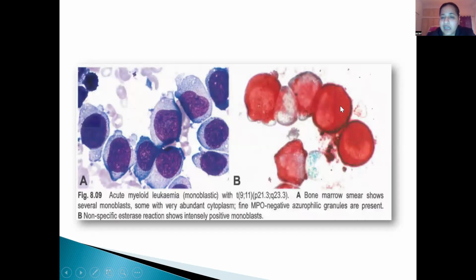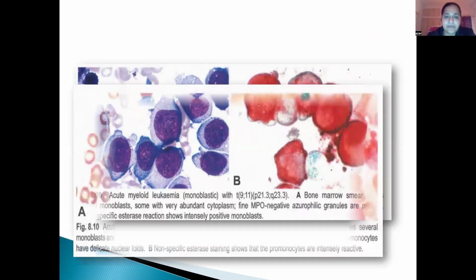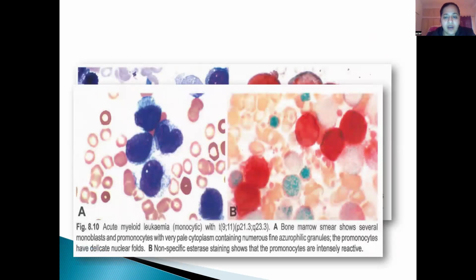They are MPO negative, but they are NSE positive. So the monoblastic cells are NSE positive. That is the marker by which we differentiate monoblast from myeloblast. That is the NSE. Again, monocytes are seen, promonocytes with very pale cytoplasm and fine acidophilic granules. And what you see in the monoblastic nucleus is the convoluted form. That is, it has a very convoluted type of nucleus.